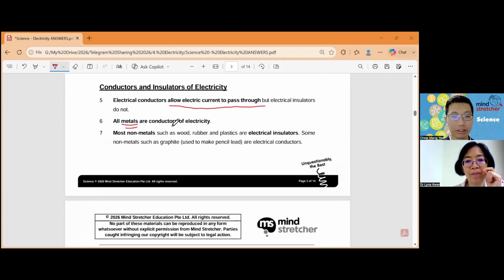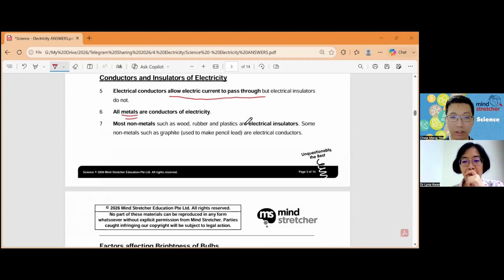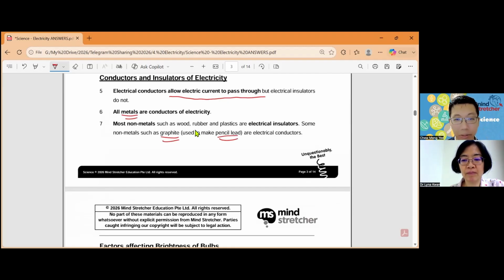Okay. So circuit symbols are not covered. Then conductors. So just now I talked about graphite. This is the one used to make pencil lead. So this is an electrical conductor. It allows electric current to pass through. But most other substances which are not metals can't conduct electricity, so they're insulators.